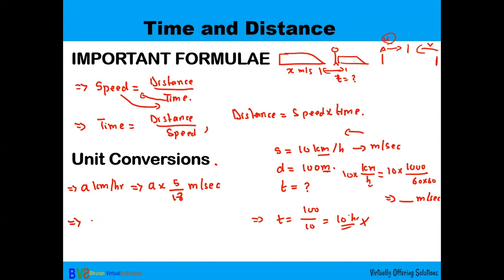If you need to convert a meter per second value into kilometers per hour, how are you going to do that? You just take the reciprocal of this, so multiply by 18 by 5. Okay, you have to know that much. That is the key concept in time and distance.